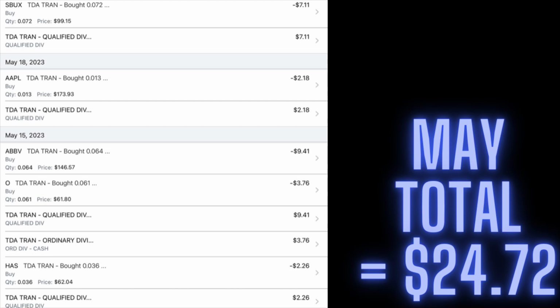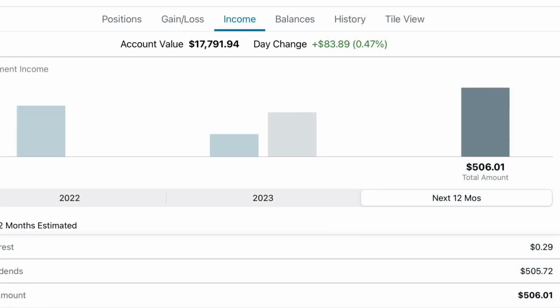And lastly, for the month of May, we got a company that I love, which is Starbucks, and we got $7.11 from Starbucks, and we reinvested that at $99.15, which I actually think is a solid price to reinvest in for Starbucks considering how it's been trading recently. Starbucks is a core position in my portfolio right now. I'm not planning to buy any soon, but if the stock dips into the 90s and even the 80s, I will definitely be buying. Right now, our projected yearly dividend amount is $506.01.